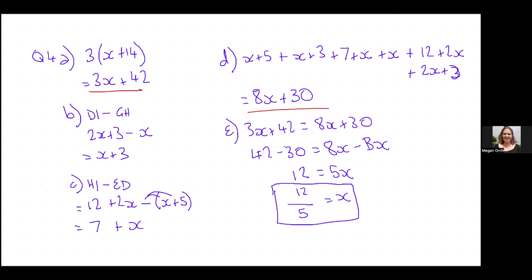That is E. Part F is the bit I'm not going to do. We are asked to find the perimeters. Just sub it back in. All right, good luck.